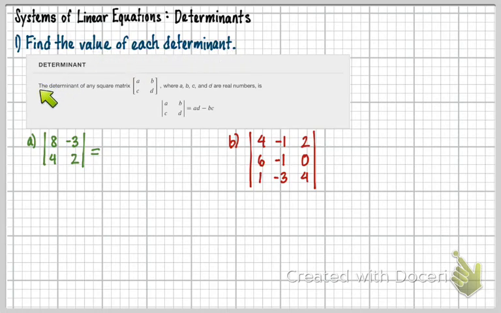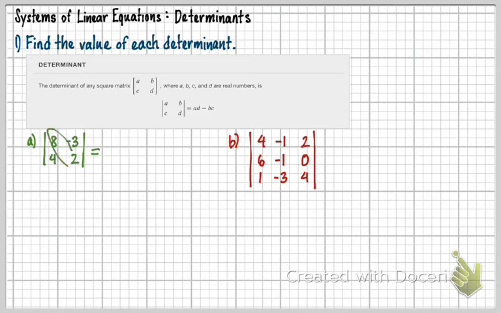Now if we look at the definition of a determinant down below us here, it says the determinant of any square matrix. A square matrix is where my number of rows, so I have 2 rows here, equals the number of columns. So rows by columns is 2 by 2, and that's what we call a square matrix. And it says where A, B, C, and D are real numbers, they use these absolute value marks for the A, B, C, D, and it equals AD minus BC. So the way I look at this is I take A times D, and I minus my B times C. So that's what we're going to do below here for number A.